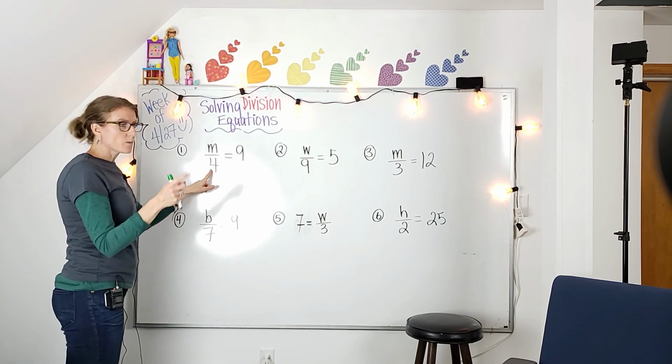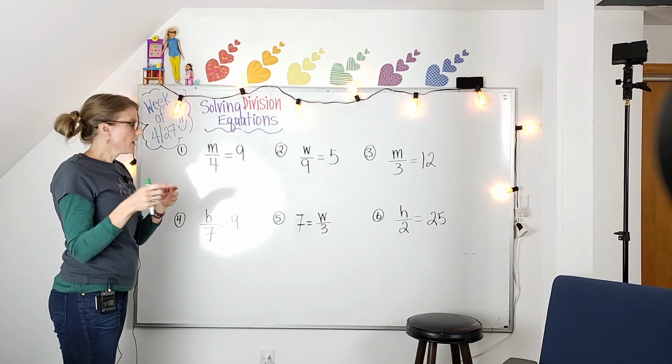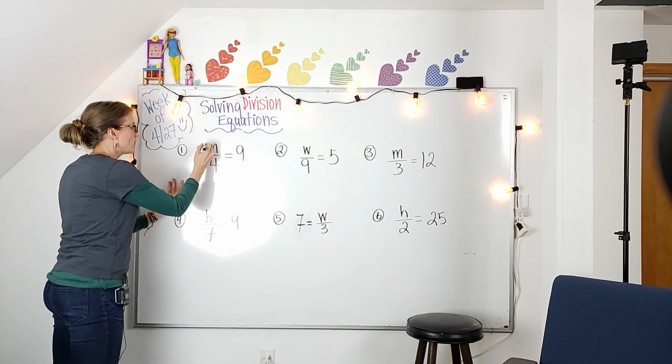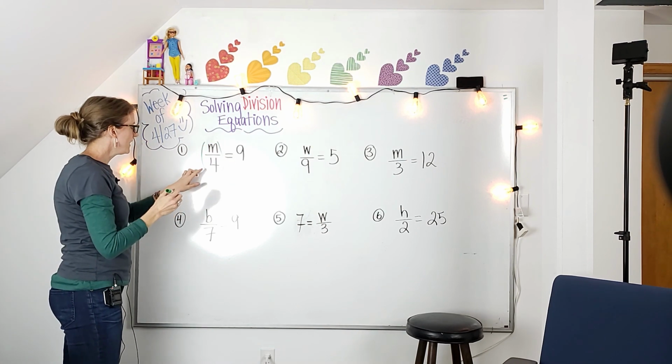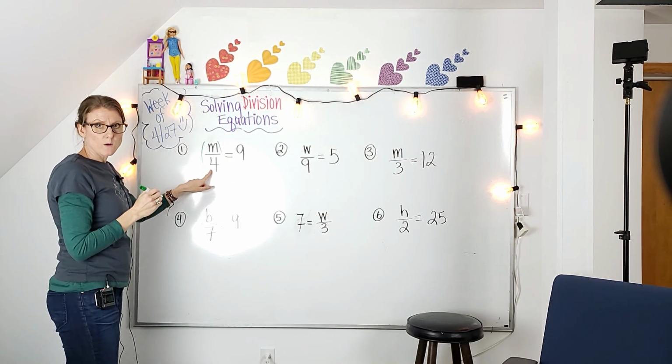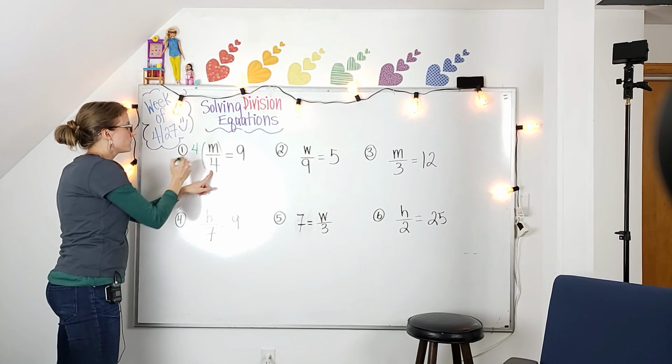So I want to get rid of the 4 by using the opposite of division, which is multiplication. So what you're going to do, because we're multiplying, I'm just going to put this in parentheses so you can see. We want this 4 to cancel out. So what I'm going to multiply it by is a 4.